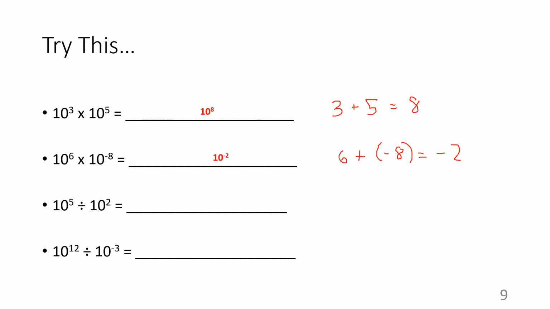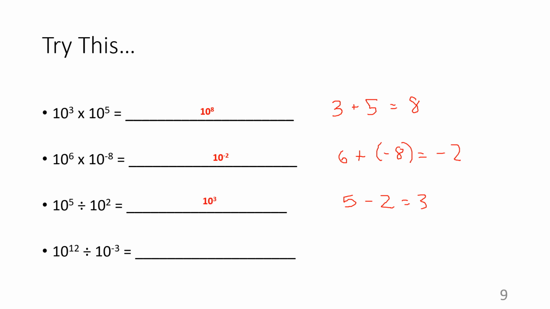The next one is a division. So I'm dividing exponential numbers. I will now subtract the exponents. And 5 minus 2 is 3. And so the answer to 10 to the 5 divided by 10 to the 2 is 10 to the third power.